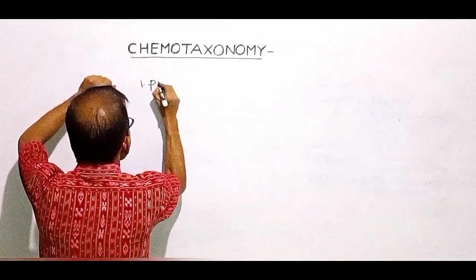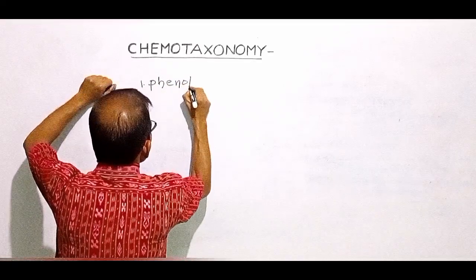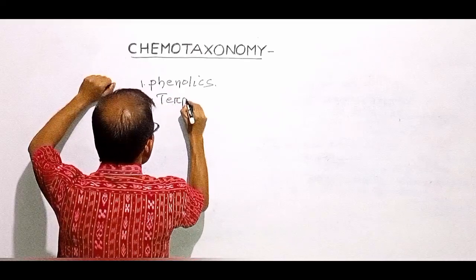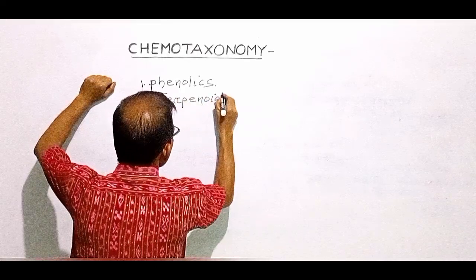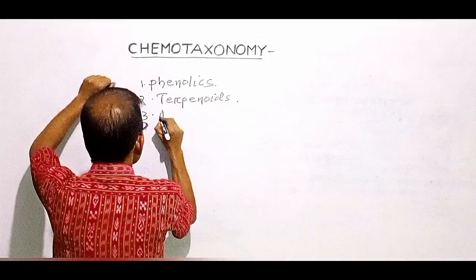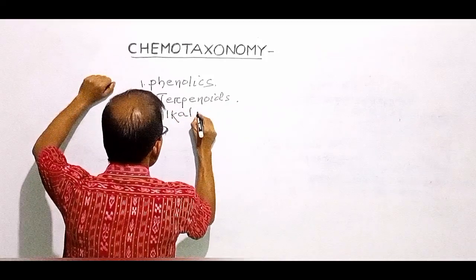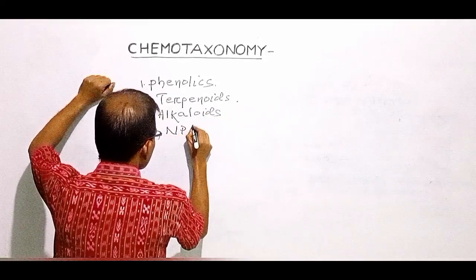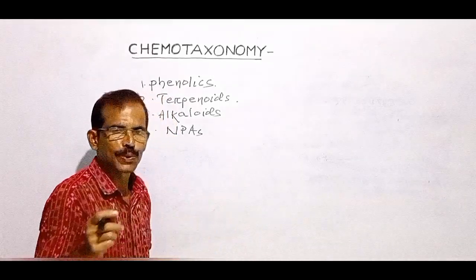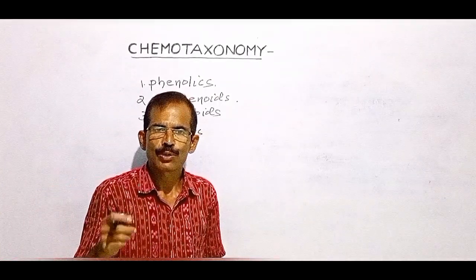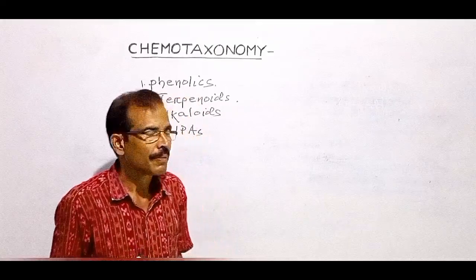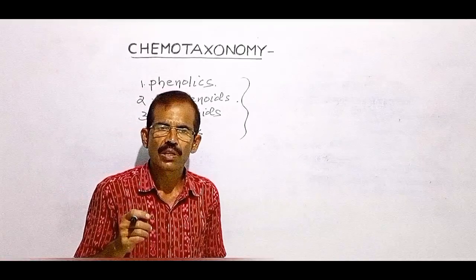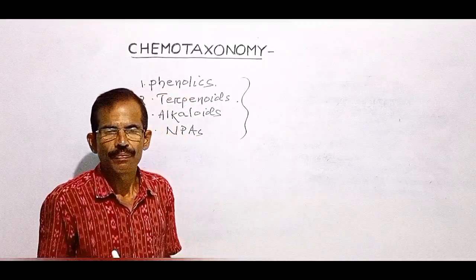The phenolics, terpenoids, alkaloids and non-protein amino acids are the four important groups of compounds that are widely exploited for chemotaxonomic studies. These compounds exhibit wide variation in their chemical diversity, structure as well as function.